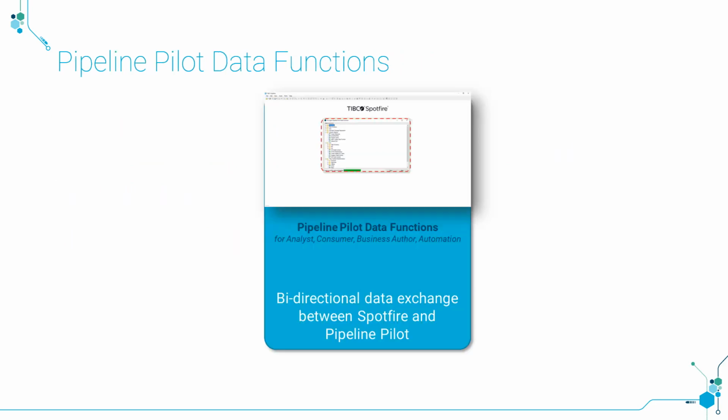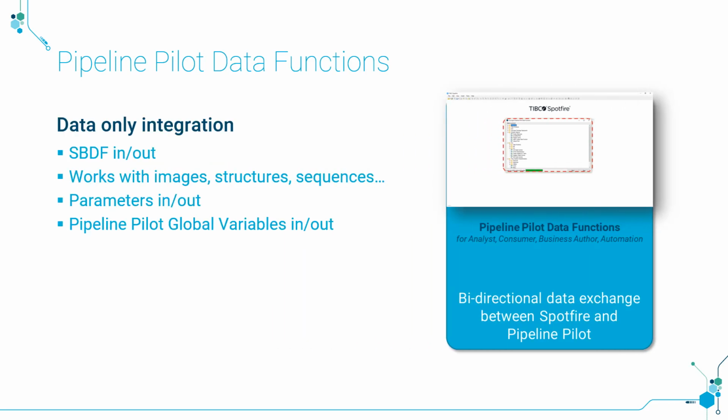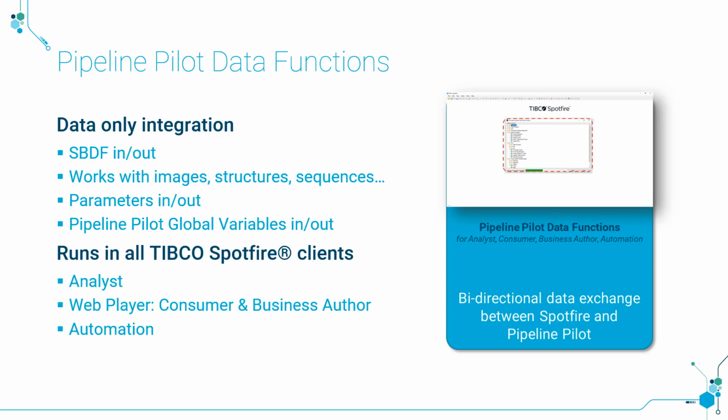Pipeline Pilot data functions are the easiest way to integrate both products. It uses the SBDF file format to exchange data between Pipeline Pilot and Spotfire, and it works with images, structures, or sequences, and provides an easy way to map parameters and global variables. It runs in all Spotfire clients: Analyst, WebPlayer, or automation. It doesn't require any programming skills, only basic Pipeline Pilot manipulation.